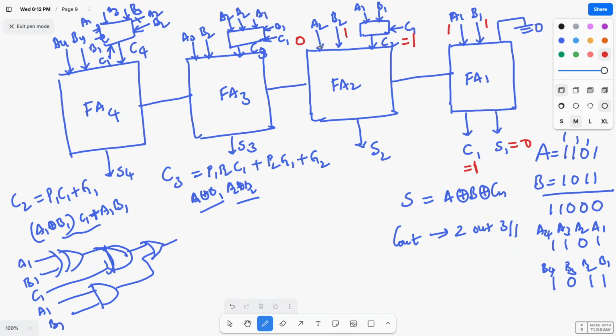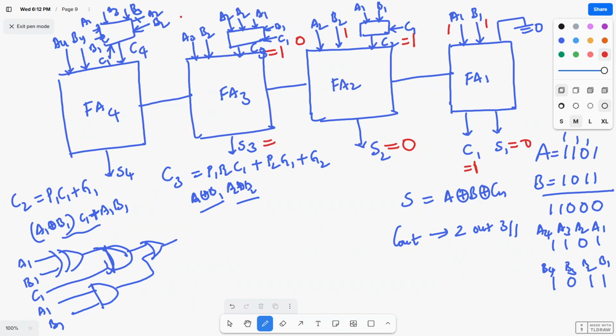Now we analyze. What is H2? Or you can say that this is 2 out of 3 logic, and you are getting C2 equal to 1. And here you tell me, zero XOR H2 equal to what? 0. C3 equal to, previously you got, carry 1.